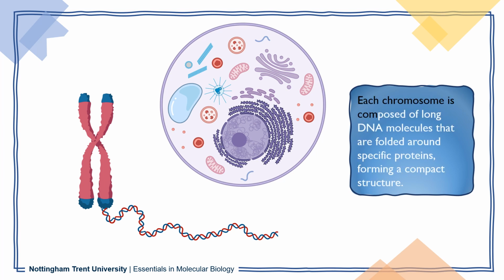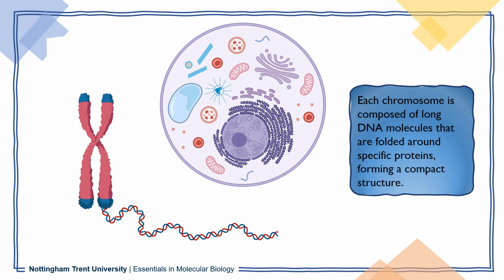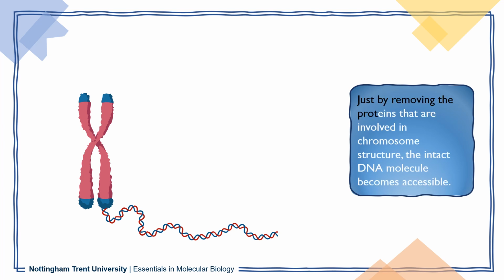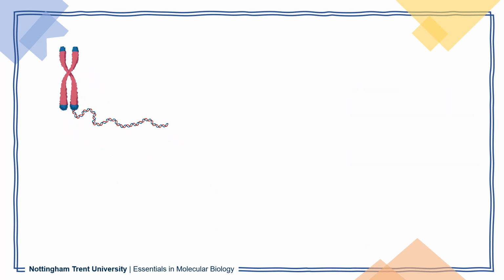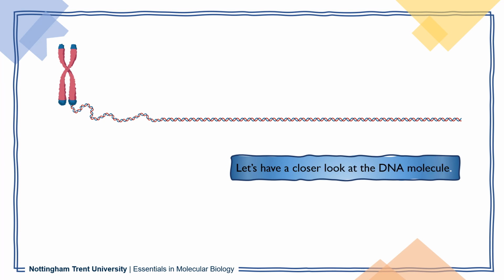Each chromosome is composed of long DNA molecules that are folded around specific proteins, forming a compact structure. Just by removing the proteins that are involved in chromosome structure, the intact DNA molecule becomes accessible. Let's have a closer look at the DNA molecule.